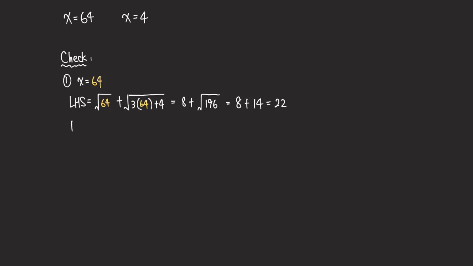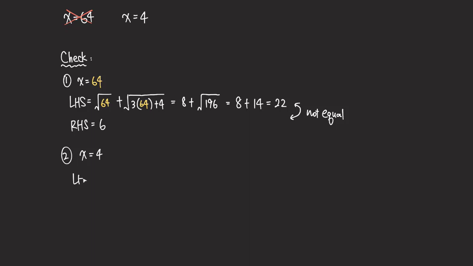What about the right-hand side? The right-hand side, of course, is not 22 because it's 6. And so those two are not equal. So x equals 64 is extraneous. Let's try the second one, when x is equal to 4.